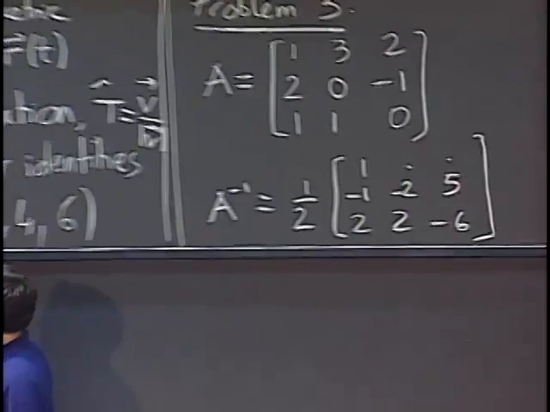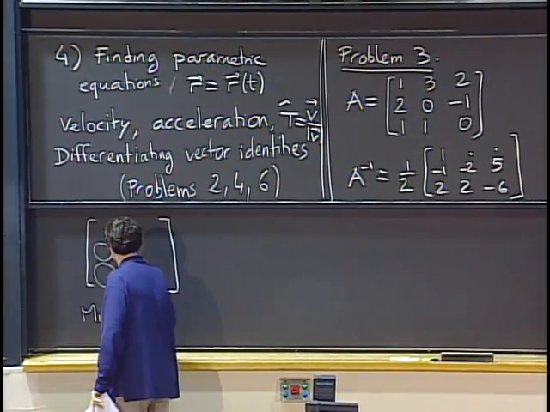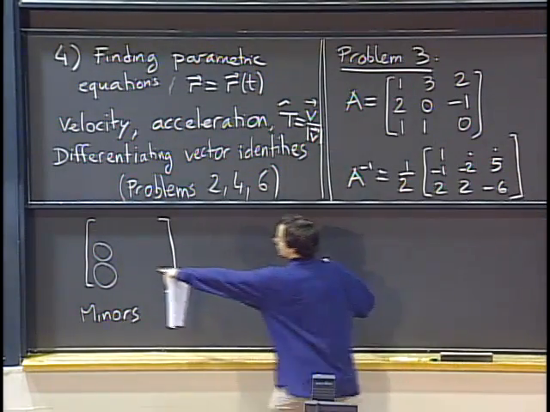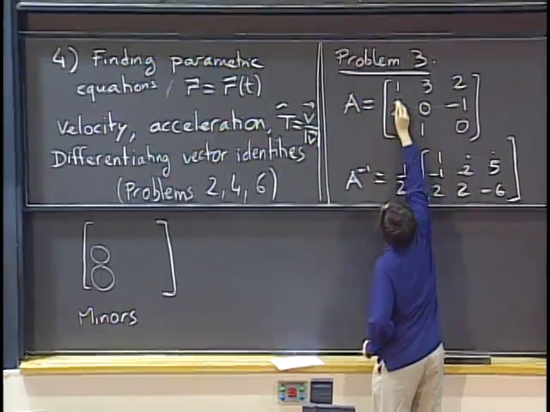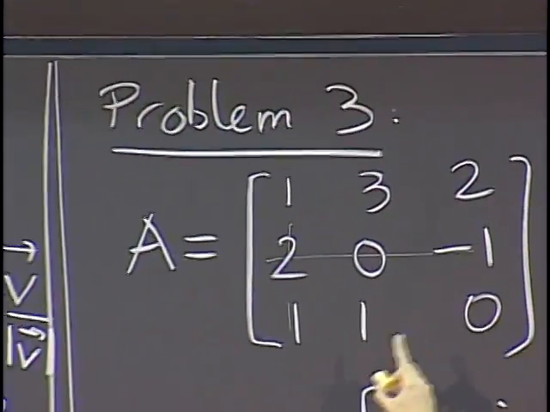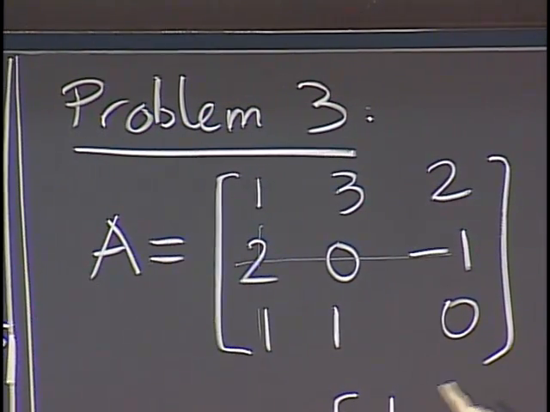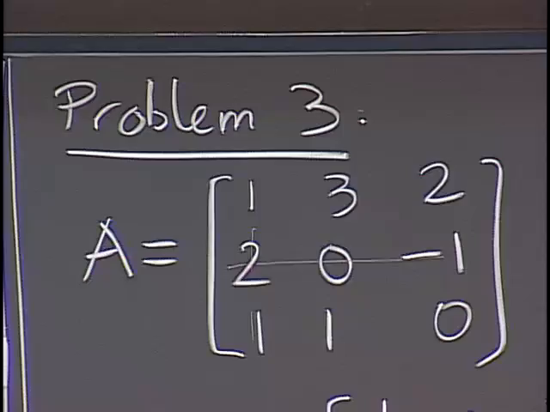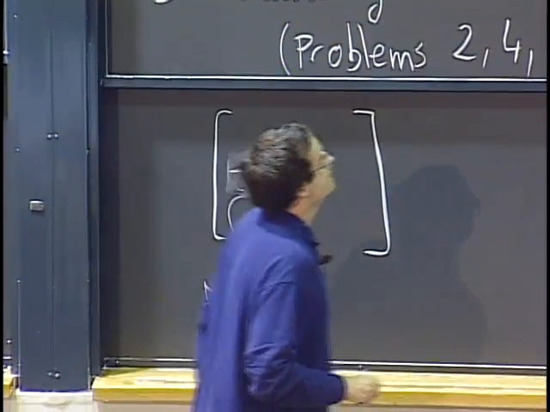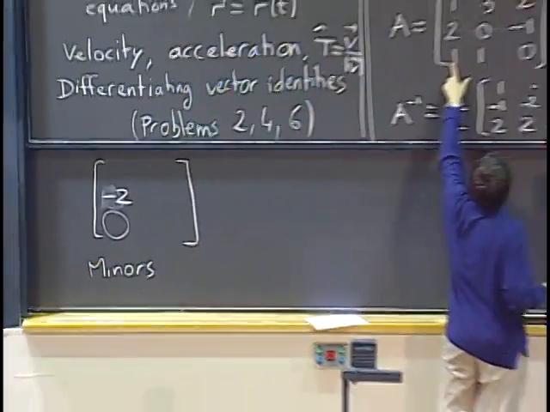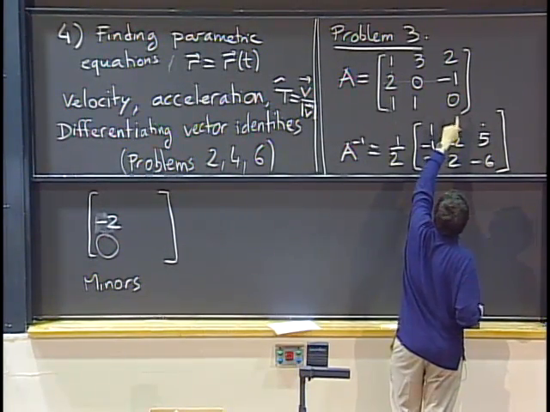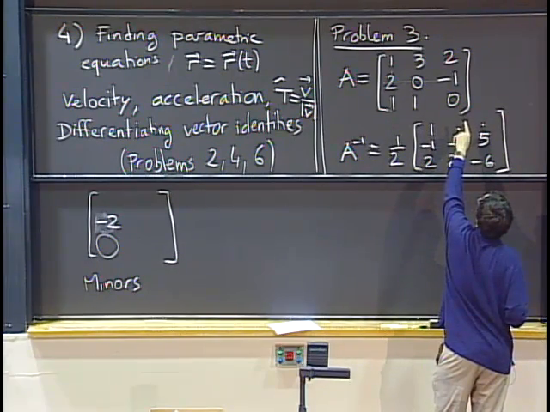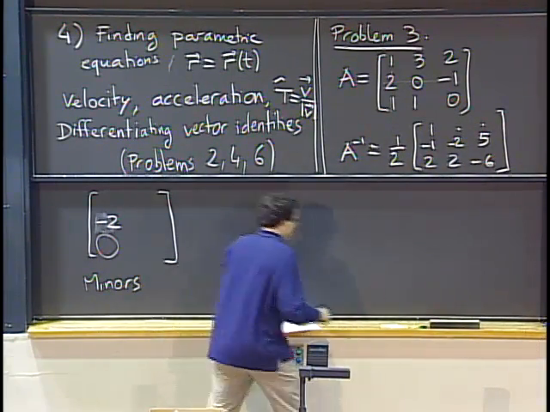In the matrix of minors, the one that goes in the middle position is obtained by deleting this row and that column, and we are left with the determinant 3, 2, 1, 0. 3 times 0 minus 1 times 2 should be minus 2. Then for the lower left corner, we delete the last row and the first column. We are left with 3, 2, 0, minus 1. 3 times minus 1 is negative 3, minus 0. We're still left with negative 3.